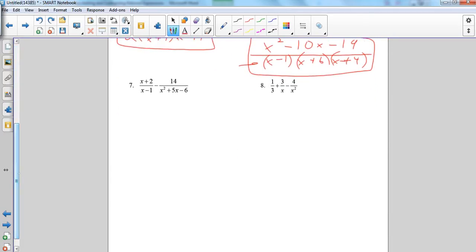Okay, number 7. What's my LCD? Well, I got to factor first. This is going to be x plus 6 and x minus 1. So, what's missing? Basically, on the left side, I'm just missing an x plus 6. Right side's fine. So, on the left side, I get x plus 6 times x plus 2 minus 14 all over, well, x plus 6, x minus 1.